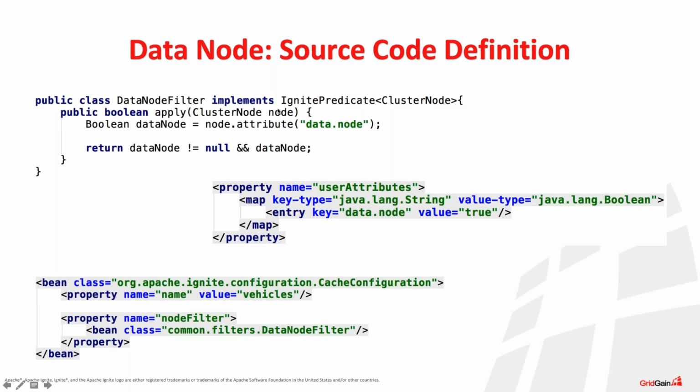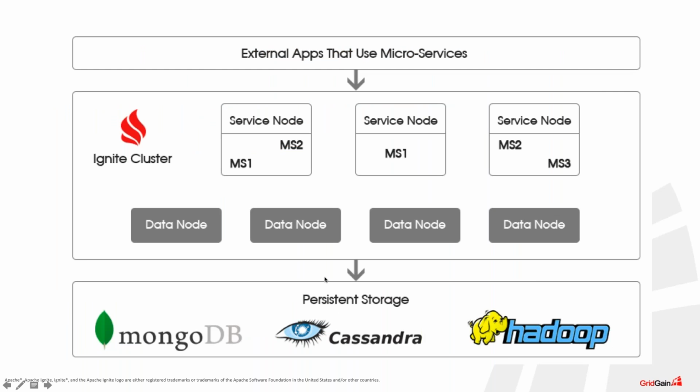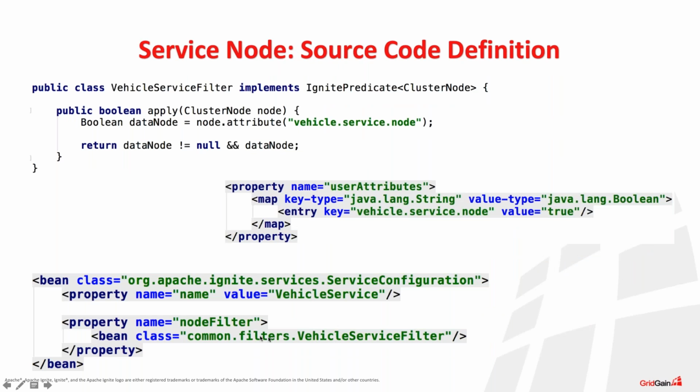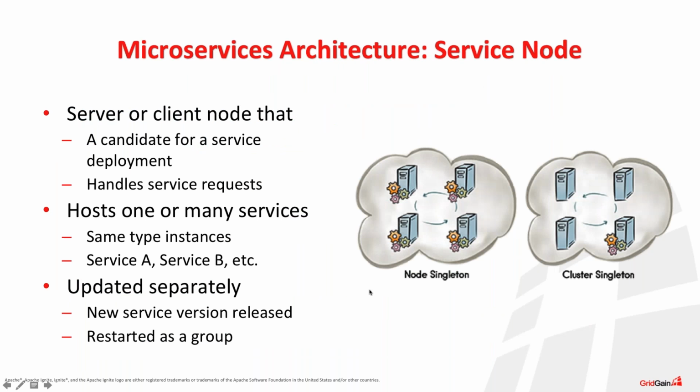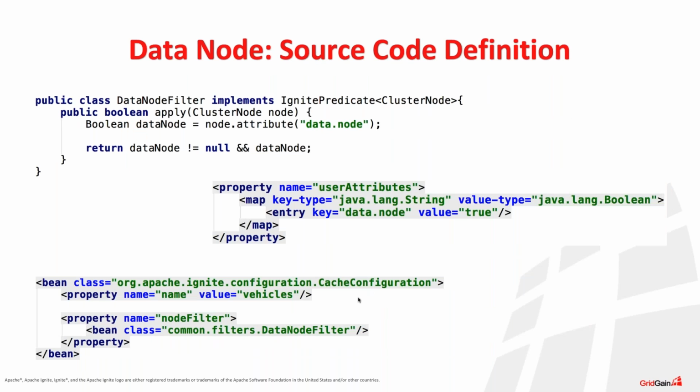And the data node filter has to be set for every cache. Excuse me, I just jumped quickly in the wrong direction. This filter has to be set in the configuration of every cache you have. When a node joins, the filter will be triggered for every cache you have, and then it will be decided whether the cache should be deployed on this node or not.